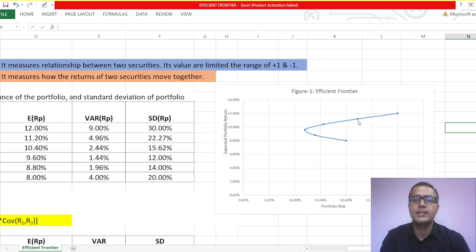For example, if you are taking this combination, then that will provide you 22.27% risk and 11.20% expected return. This way we could draw the efficient frontier line, and this is the thing that I would like to communicate to all of you. I hope you like this concept of efficient frontier, portfolio risk and returns.